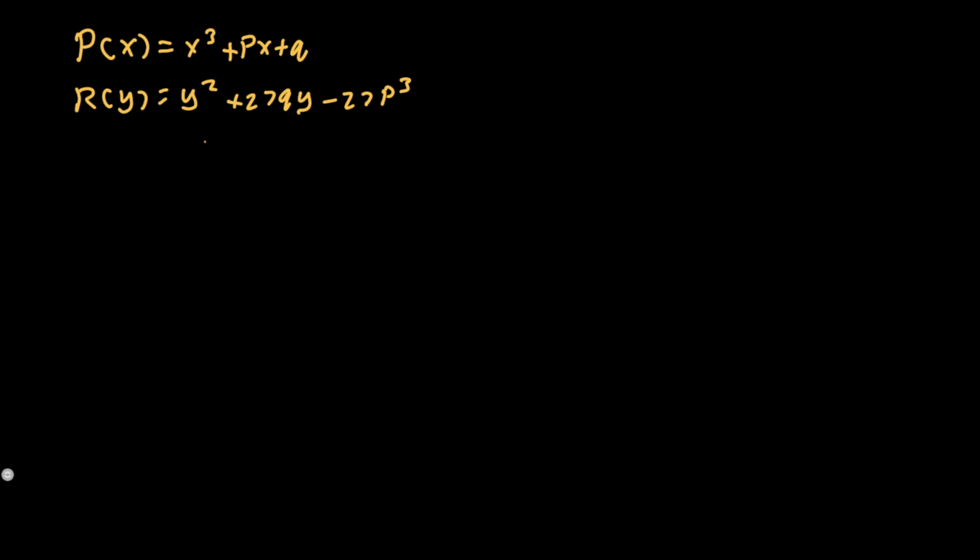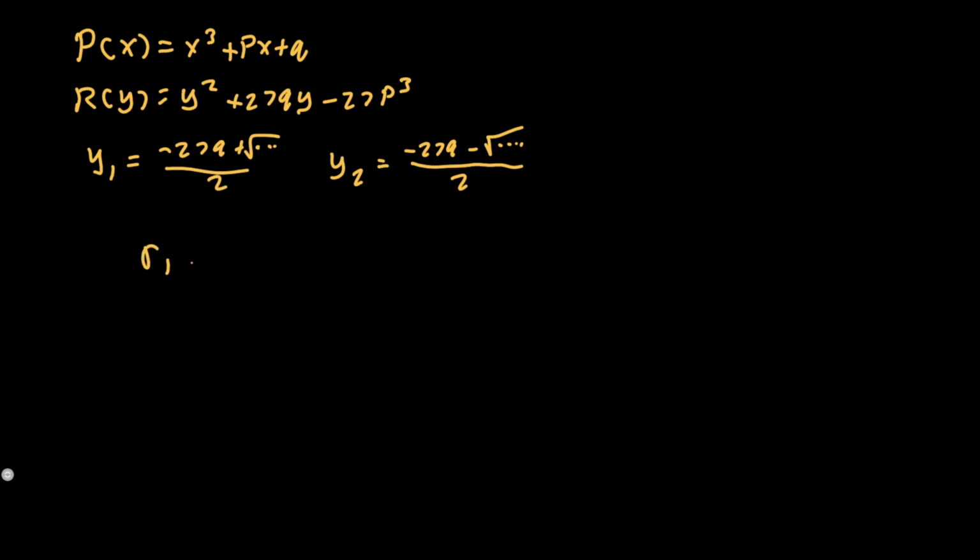And solving for r of y and solving for the roots, we would have, let's say, y_1 is equal to negative 27q plus the square root of dot dot dot, over 2. And y_2 would be equal to negative 27q minus the square root of dot dot dot, over 2. And solving for one of the roots would be the cube root of y_1 plus the cube root of y_2, over 3.